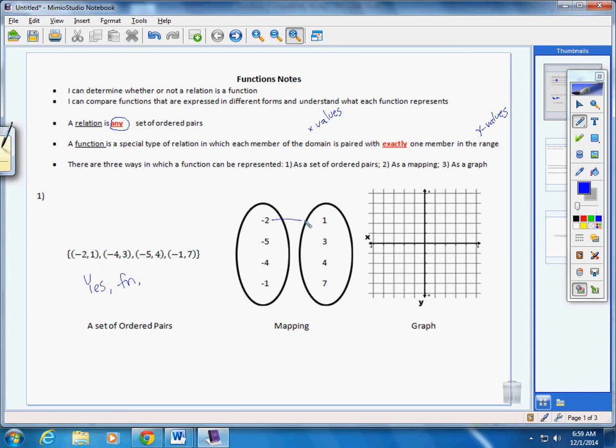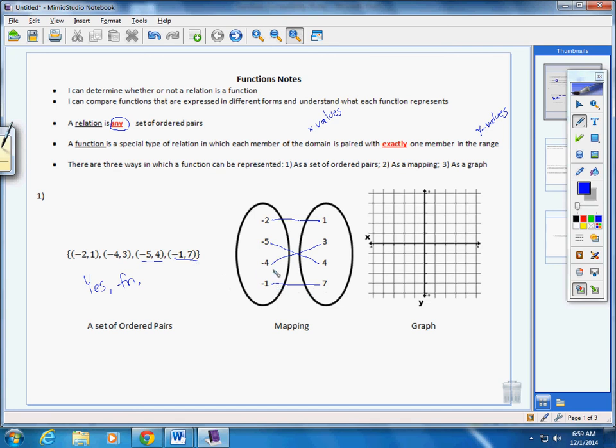Negative 2 is paired with 1, so we just draw a line from negative 2 to 1. And negative 4 to 3, because those two are paired up. And negative 5, 4 is your point right here, so you have to match those up. And negative 1, 7 is right there, so you pair those guys up.